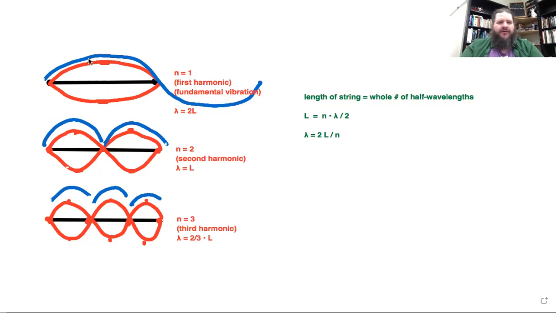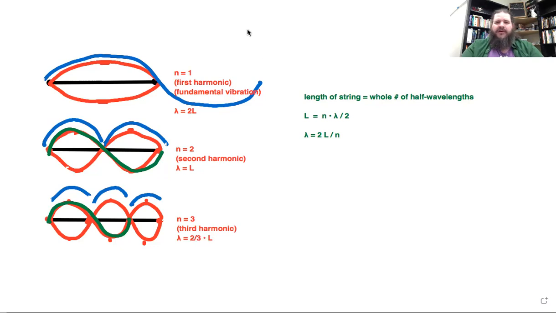And in fact, if we look at those wavelengths, for the first harmonic, the wavelength is this whole thing, one full wave. That's 2 times the length of the string. For the second harmonic, one wavelength is the length of the string. For the third harmonic, one wavelength from start to finish, that's exactly 2/3 of the length of the string. So that's the 2/3 L we have right here.